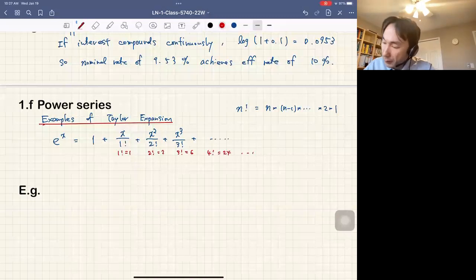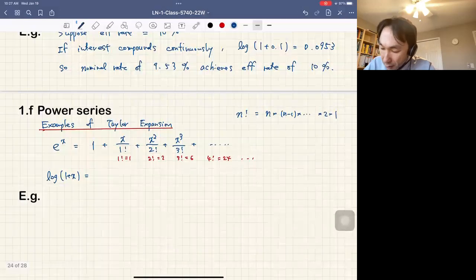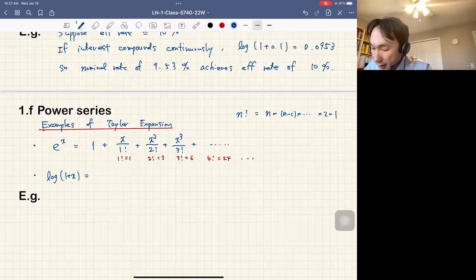Okay. How about log? Often the log of 1 plus x is used in actuarial math. We have already seen it in the previous slide. So what is the log of 1 plus x? If we approximate this by a polynomial, I mean, an infinite sum of polynomials, what is the formula? Anyone? Log of 1 plus x is equal to what? What's the constant term, and what's the coefficient for x, for x squared and x cubed, and so on?